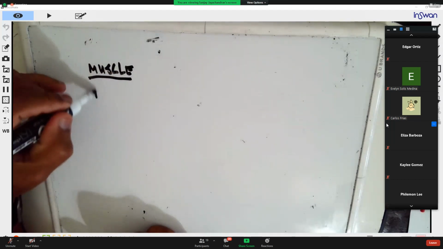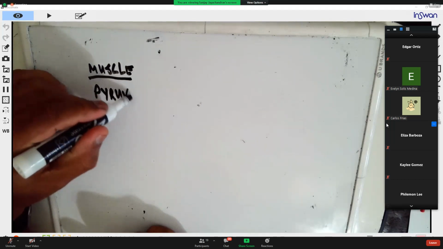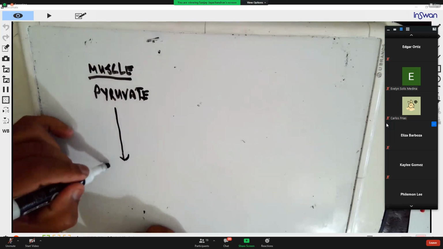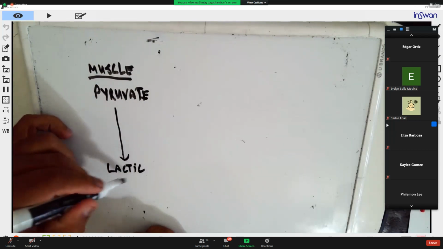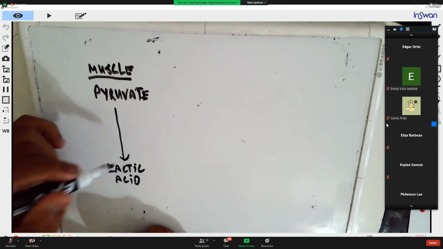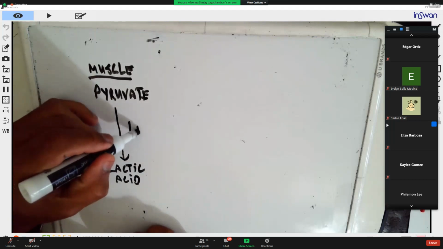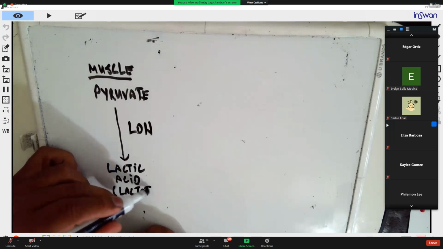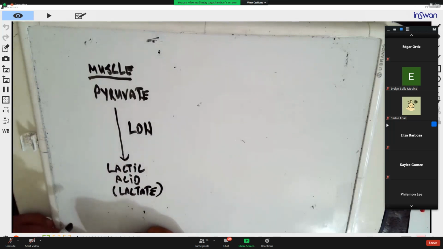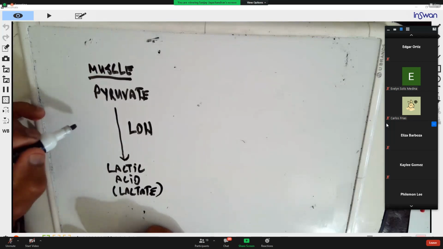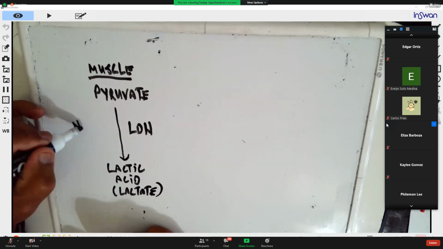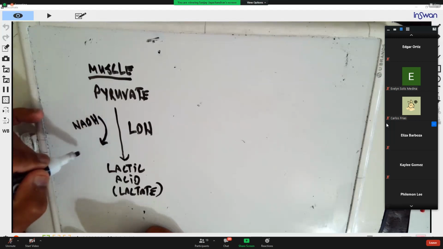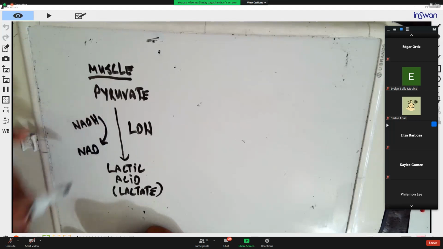that pyruvate is going to get converted to lactic acid by an enzyme called LDH. Lactic acid is sometimes also called lactate. And a side reaction, an important one, is that all that NADH we made gets reconverted back to NAD.